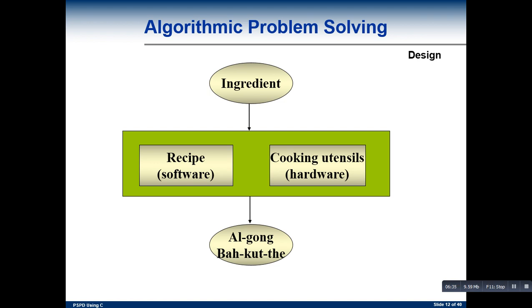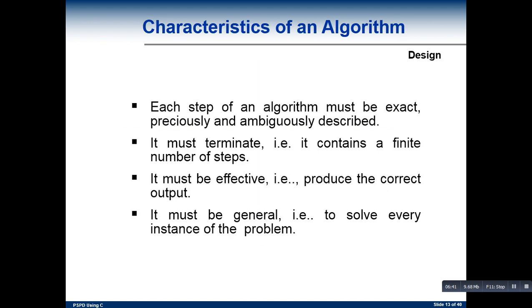Okay, characteristics of the algorithm. Each step of the algorithm must be executable and well described. It must terminate. It contains a finite number of steps, and it must be effective. It must produce the correct output. It must be general enough to solve every instance of the problem.